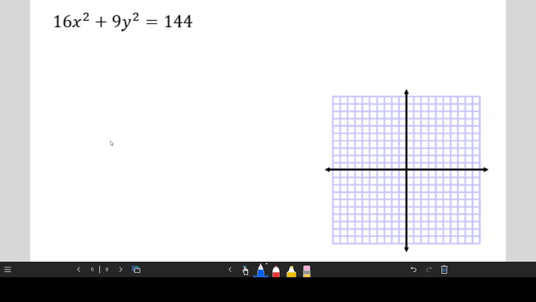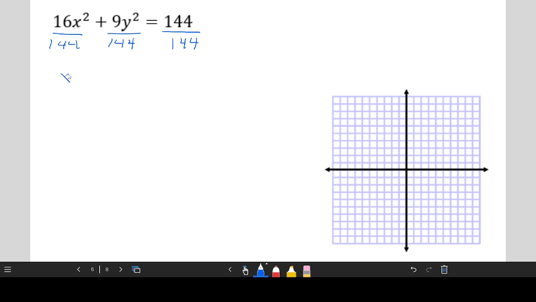All right, this one does not look like our standard equations. Our standard equations have a 1 on the right side. And so if that's not the case, we're going to divide by whatever number is on the right side so that we can get that to be 1. And if we divide the right side by 144, we also have to divide the left side by 144. And since there's 2 terms there, we have to divide each term by 144.